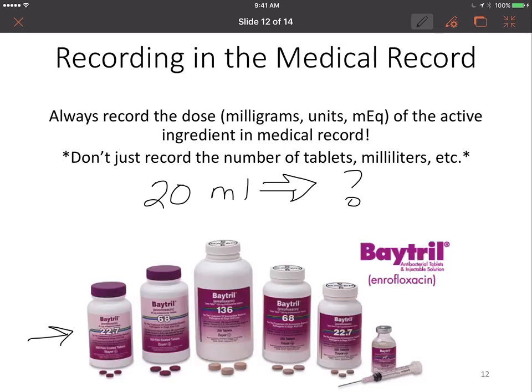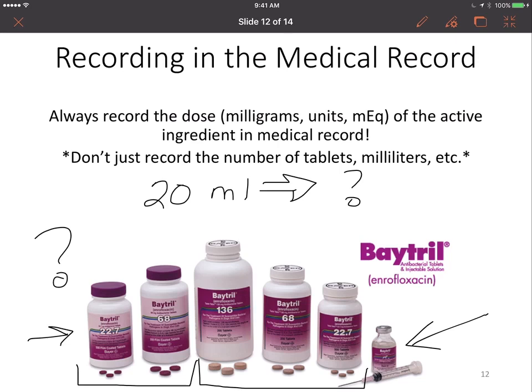Here's an example here, Baytril. You can see there's 5 different types of tablets. 3 of them are these flavored tablets down here, which come in 3 different concentrations, 136, 68, and 22.7. And there's 2 types of capsules over here in 2 different concentrations. Then there's even an injectable form. So as you can see, if you simply wrote patient got 2 tablets of Baytril, we have absolutely no idea what the dose of the drug is that this patient received.